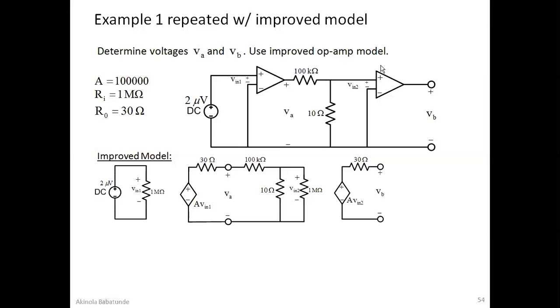You represent this op amp exactly the way with the improved model, the way we explained earlier with the first one. You replace it, and we have a voltage controlled voltage source here. This becomes AV in 2 now because we are dealing with the second op amp. This becomes our R0. Since R0 is 30 ohms, we put 30 ohms here, and then this becomes V in 2. So you put this here as our V in 2. If we take it a step further from here, VB will be the final output here. So you can see the VB here as a final output.